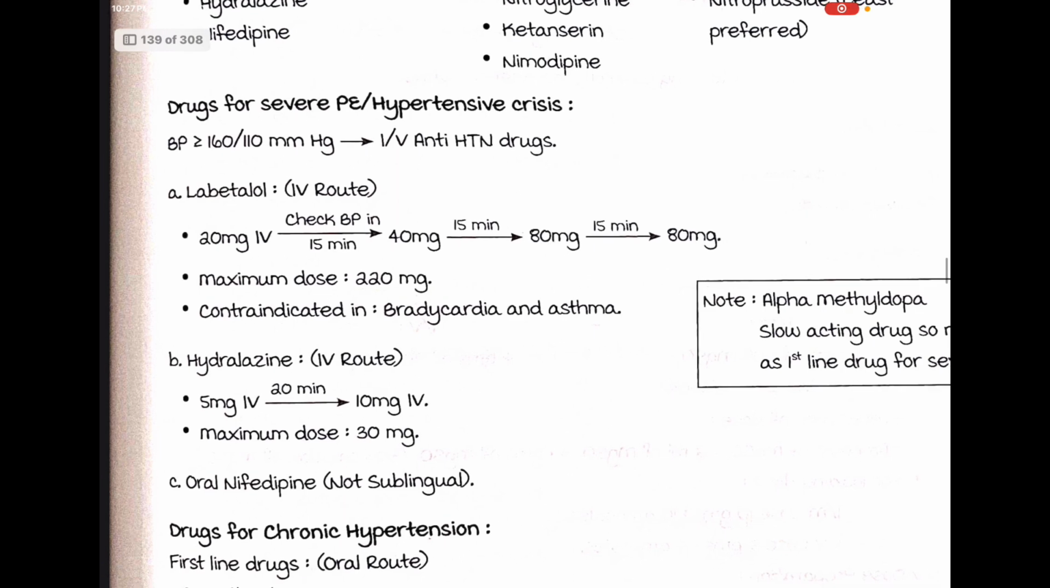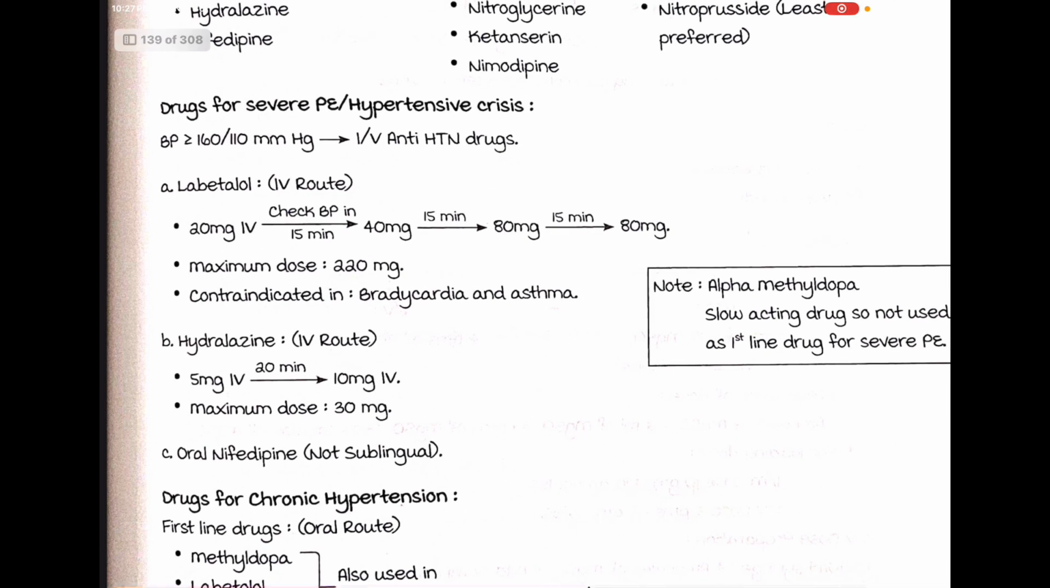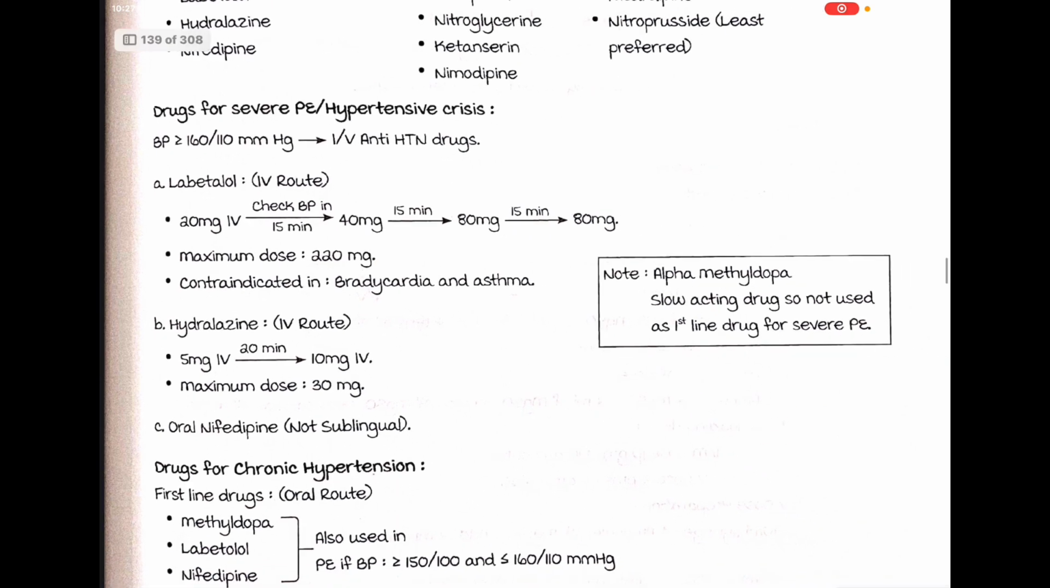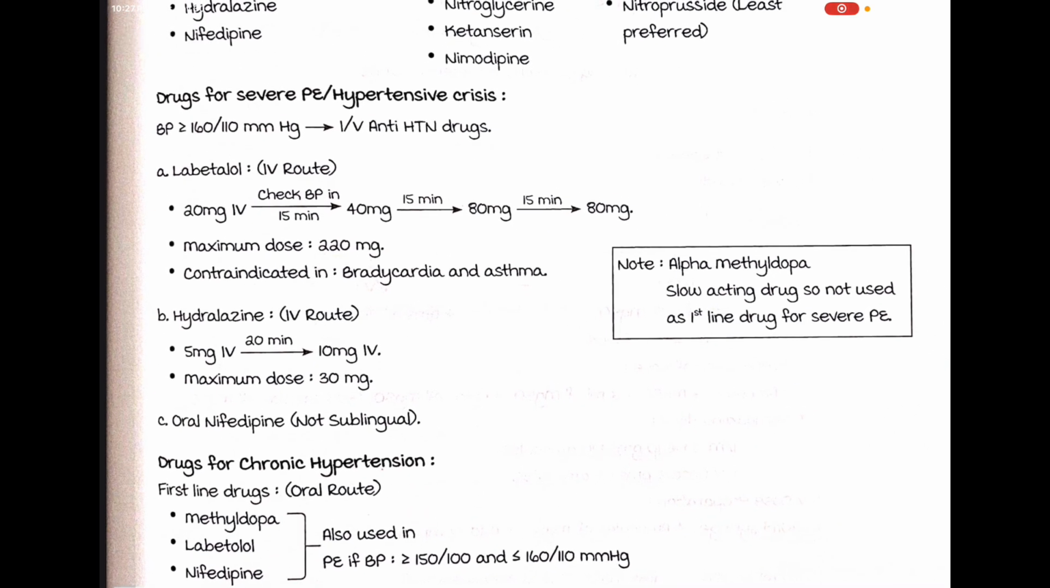Drugs for severe preeclampsia, hypertensive crisis. Blood pressure more than or equal to 160 and 110 mmHg. IV antihypertensive drugs. Labetalol, IV route: 20 mg IV, check BP in 15 minutes; 40 mg, 15 minutes; 80 mg, 15 minutes; 80 mg. Maximum dose 220 mg. Contraindicated in bradycardia and asthma.